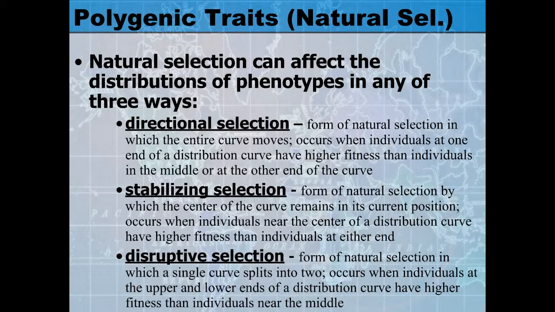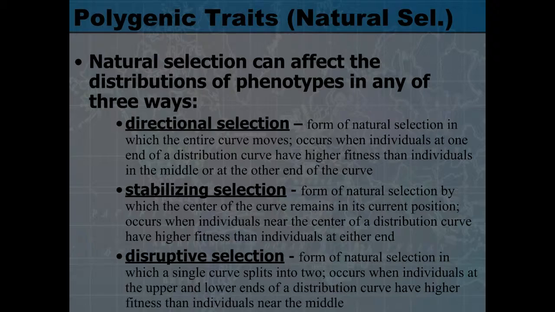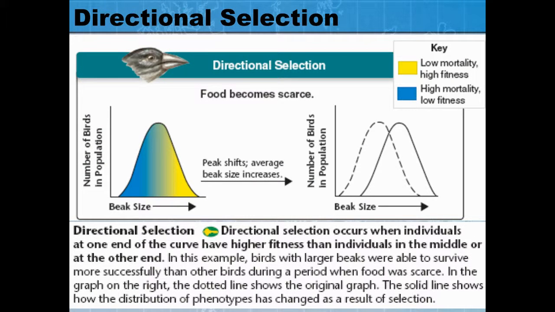All right, so let's talk about this. This is how natural selection acts upon a population. These are three ways in which natural selection can act upon a population. And again, we're focused here on polygenic traits: directional, stabilizing, and disruptive. We're going to use the finches as an example. It really could be anything though: shifts in color, shifts in size, anything like that.